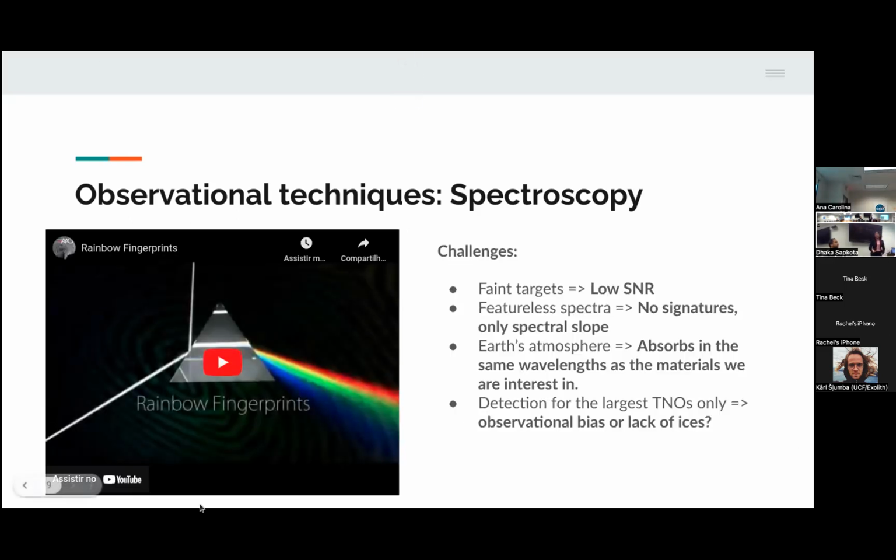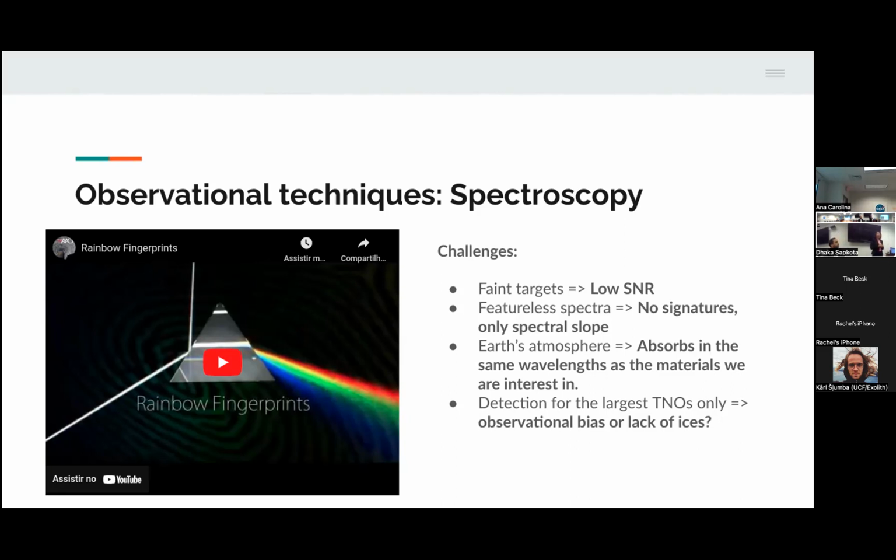So there are some challenges to using spectroscopy because, as the trans-Neptunian objects are very far from the sun, they reflect not too much light. So they are faint targets. Faint targets generate low signal-to-noise ratio data. And when we go to analyze the spectrum, sometimes we have no signatures. We have only the spectral shape, the spectral slope, to try to get some information from there.